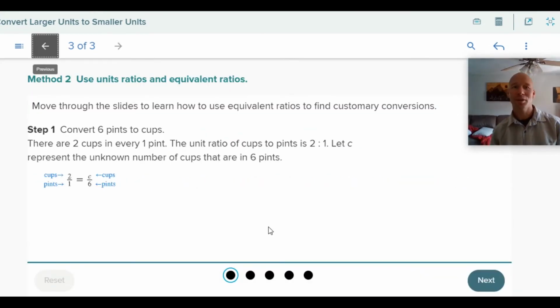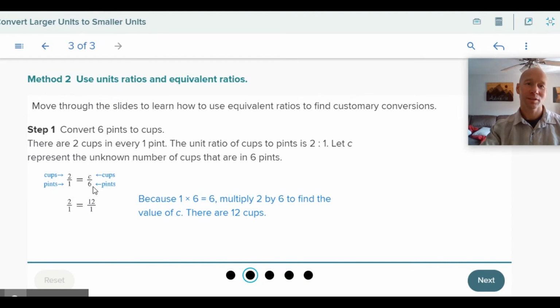And we can do another method as well. We could say that we have equivalent ratios. The number of cups is 2 and pints is 1. And that is an equivalent ratio to the number of cups, which is C, which we don't know, to the number of pints, which is 6. Because 1 times 6 is 6, then I just multiply 2, my numerator, 2 times 6, and I get 12. So I get 12 cups in 6 pints.